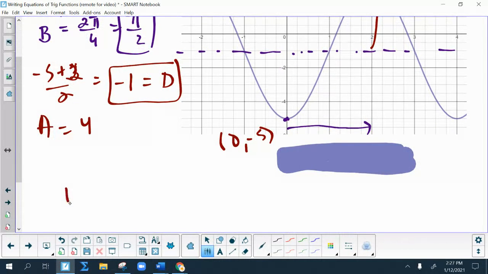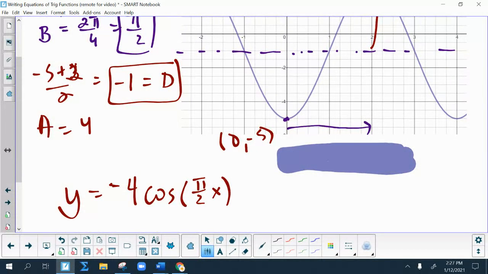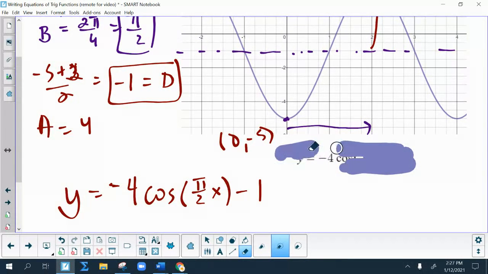You write it out. Y equals, this is upside down cosine, right? -4 cosine of pi over 2x plus, I guess, -1. Guess I didn't have to write it out. I could have just erased it.